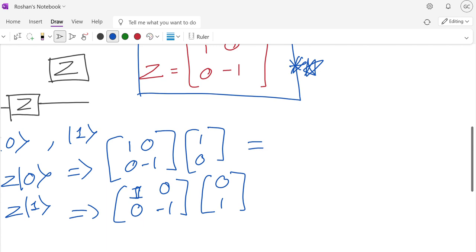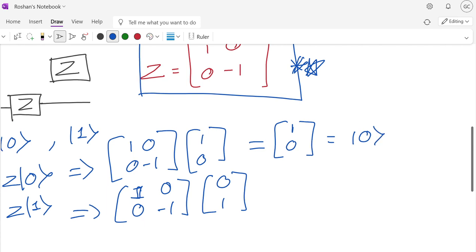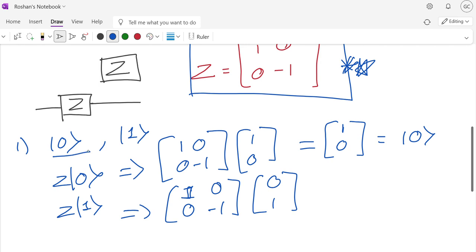So, simple matrix multiplication. What will it be? 1 into 1 is 1, 0 into anything is 0. 0 into 1 is 0, minus 1 into 0 is 0. It is nothing but the 0 state again. So whatever we are passing as input, the output is also the same in the Pauli-Z gate.